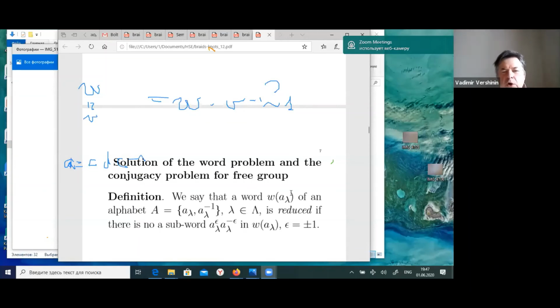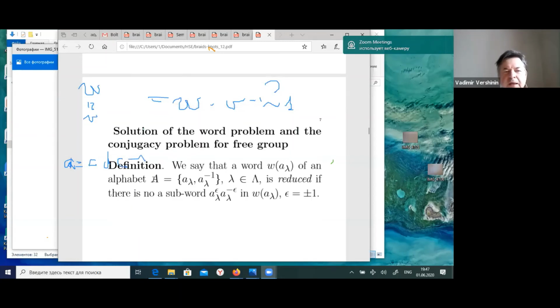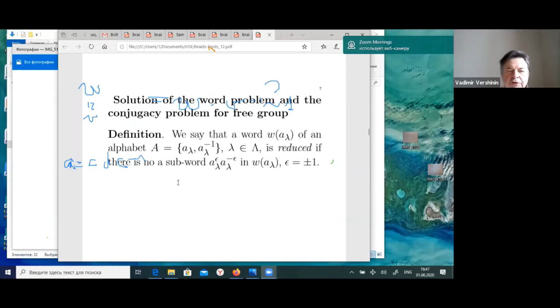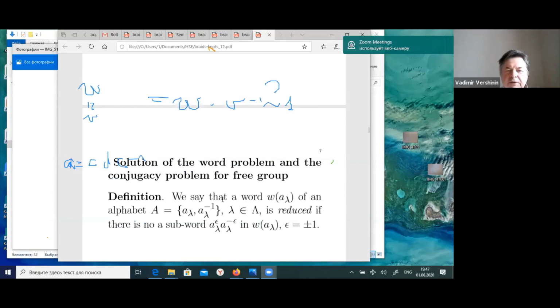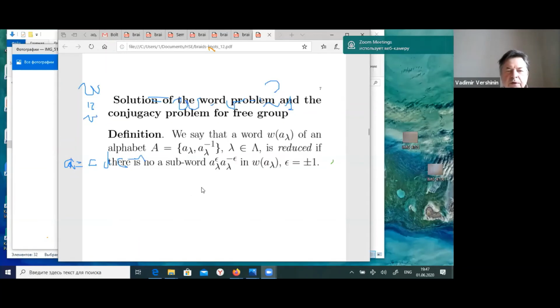So we say that a word in the alphabet A, where the alphabet is such that A minus 1 is present, is reduced if there are no subwords A epsilon, A minus epsilon. This is the same as saying that there are no subwords A, A minus 1, or A minus 1, A. This is reasonable for a reduced word. If there is such a subword, you can just eliminate both, and that's all. So this is the reduced word.